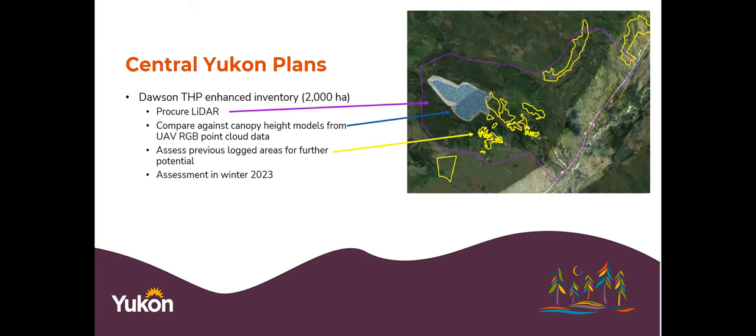So the budget individual tree inventory that you saw before in that previous slide is included in this area on the right-hand side. You can see the blue lines there where we took the canopy height model and applied those numbers to it.